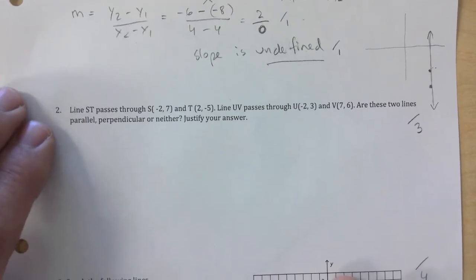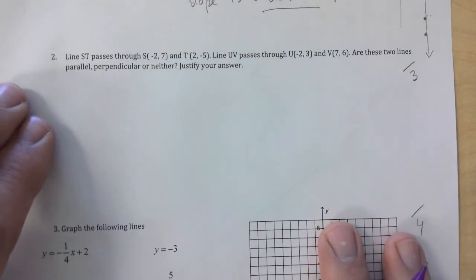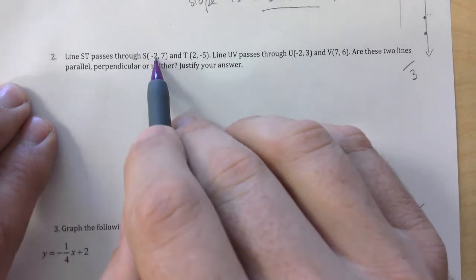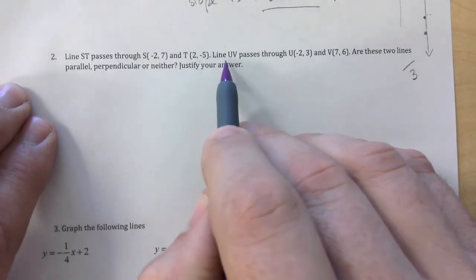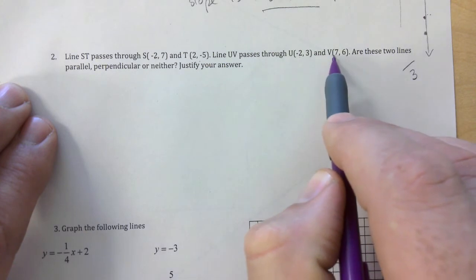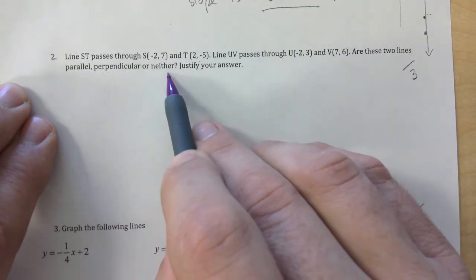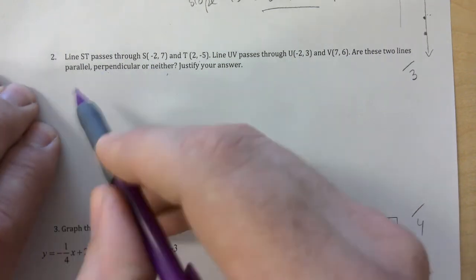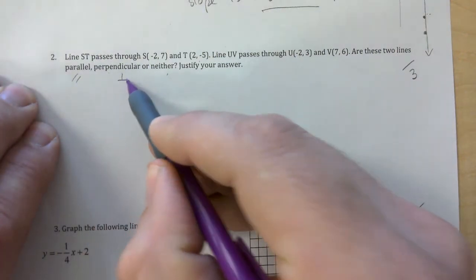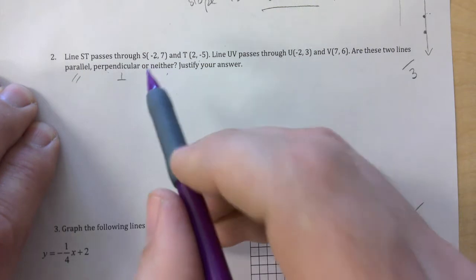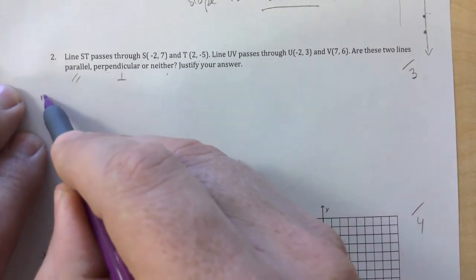So question 2 now. Line ST passes through these 2 points. Line UV passes through these 2 points. Are these 2 lines parallel, perpendicular, or neither? Okay, so we're asking, are they parallel, perpendicular, or nothing? So what you need to find is the slope of each, of course.